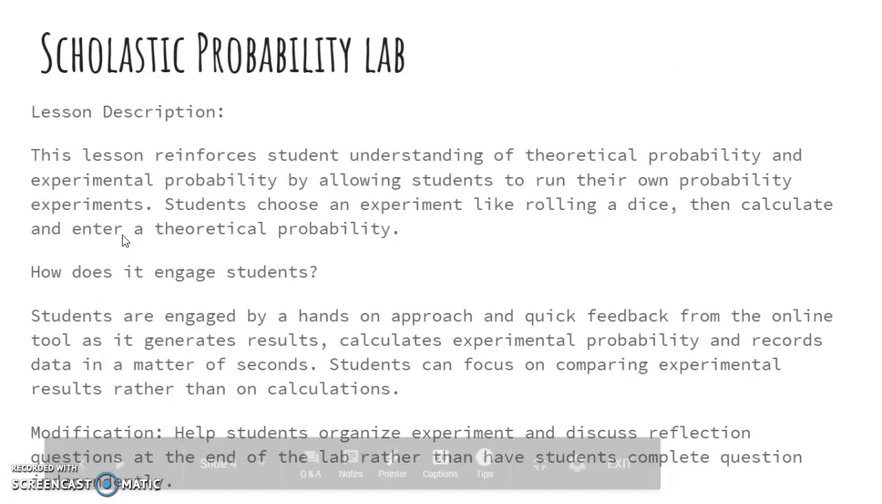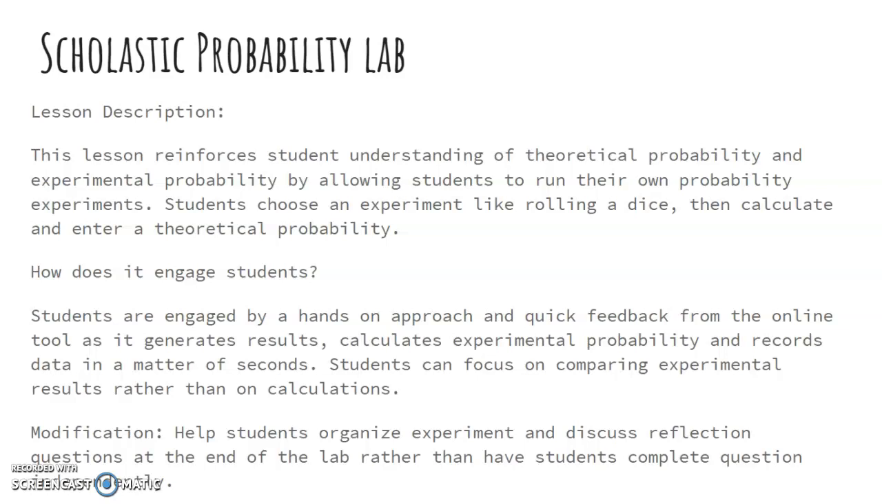The lesson that I chose was from the Scholastic Probability Lab. This lesson reinforces student understanding of theoretical probability and experimental probability by allowing students to run their own probability experiments. Students choose an experiment like rolling a dice. I think there was also a spinner and a couple other choices. And then they calculate and enter a theoretical probability.